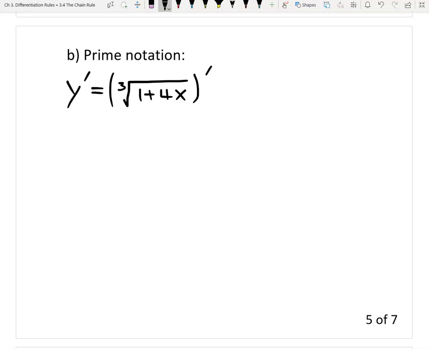Okay, so we don't like this way. We change it to the power, the same as we did before. I change it a little bit. This should be 1 plus 4x as the base. The power is 1/3, right? This is the basic definition of the cube root. Then take the derivative. Okay, now all we need to do is this.